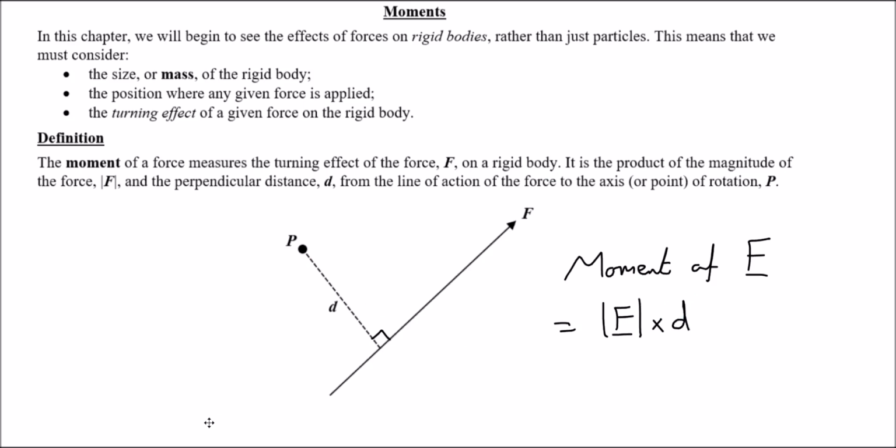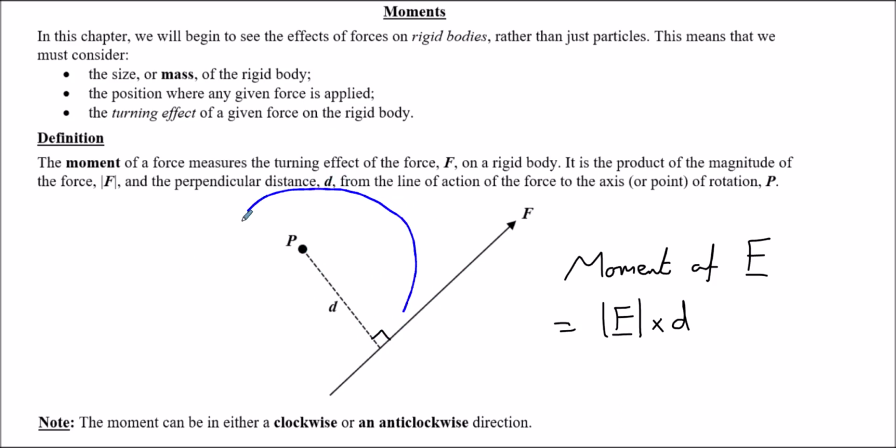I say almost because there's a little thing to bear in mind, and it's the following. The moment of a force can be either in a clockwise or an anti-clockwise direction. So here, relative to P, because F is pushing this way around, if it were a circular motion, it'd be going around here like so. So that's going to be going anti-clockwise. So we also need to include whether it be a clockwise moment or an anti-clockwise moment. And that's an important point to bear in mind and to remember.